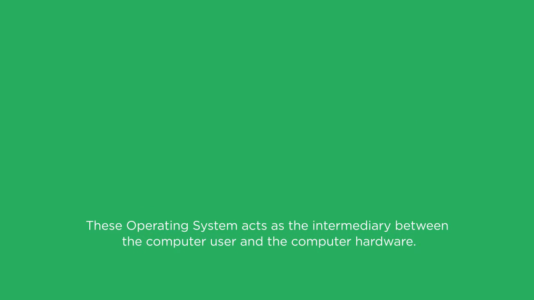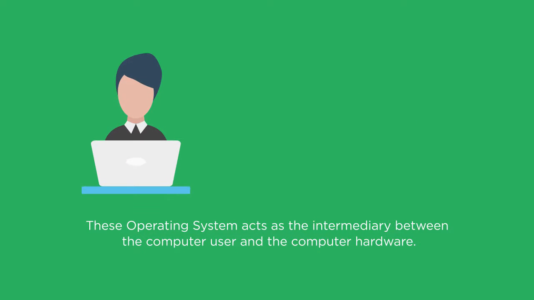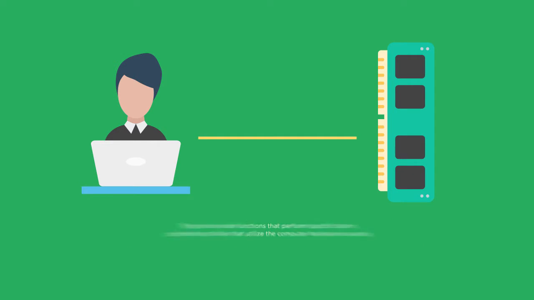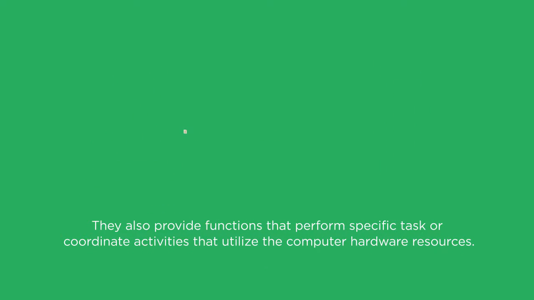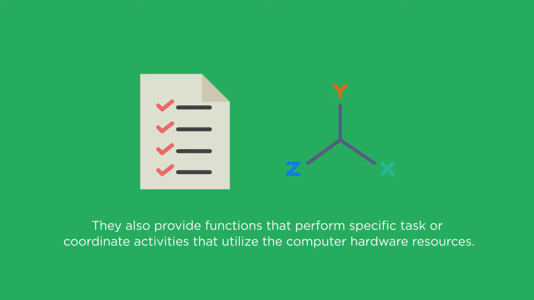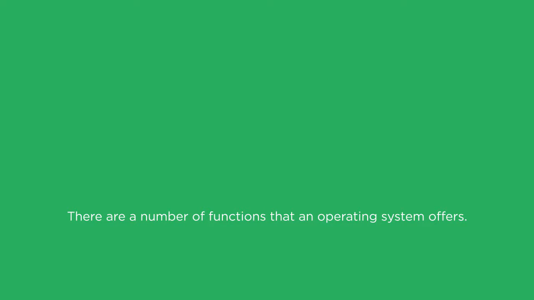This operating system acts as the intermediary between the computer users and the computer hardware. They also provide functions that perform specific tasks or coordinate activities that utilize the computer hardware resources. There are a number of functions that an operating system offers, one of which is booting.